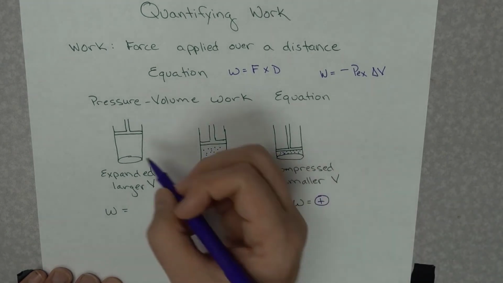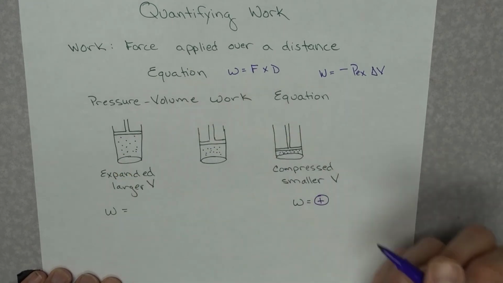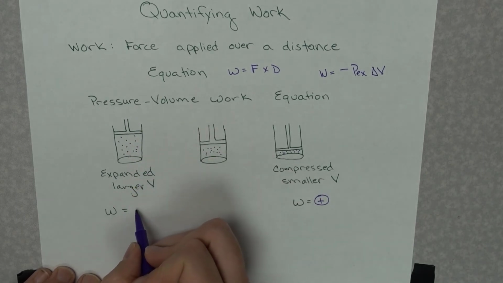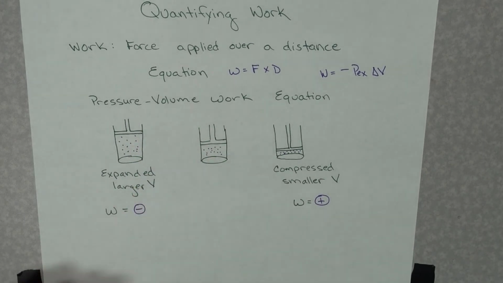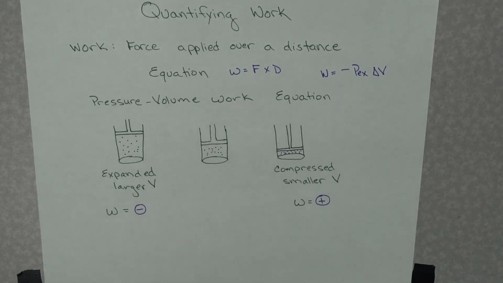Conversely, if these particles now have more space to spread out, okay, that means that this system did work on its surroundings, so it lost energy. So it ends up having a negative value. So it expands. We have a larger volume. Okay, so quantifying heat and work, those are the big two topics here, but really focus on quantifying heat.